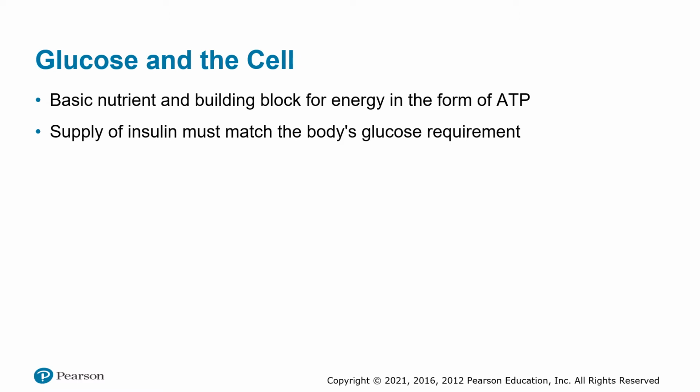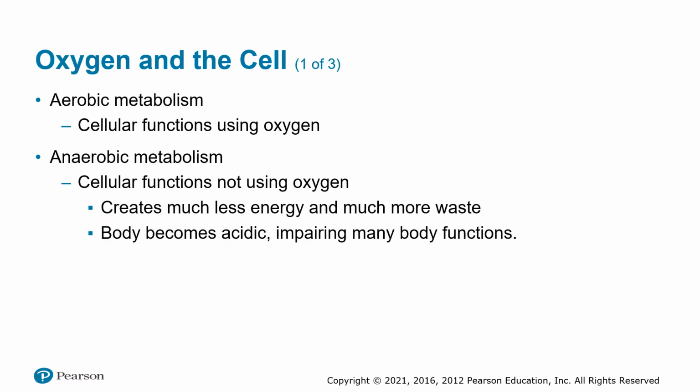Glucose. So glucose in the cell, this is the basic nutrient and building block for energy in the form of ATP. The supply of insulin must match the body's glucose requirement. Oxygen in the cell. So again, we have aerobic metabolism where cellular functions use oxygen, and then anaerobic metabolism where we're not getting the oxygen that's needed and we're not creating the ATP that's needed for the cellular function. This creates much less energy and much more waste. The body becomes acidic, and that impairs body functions as well.